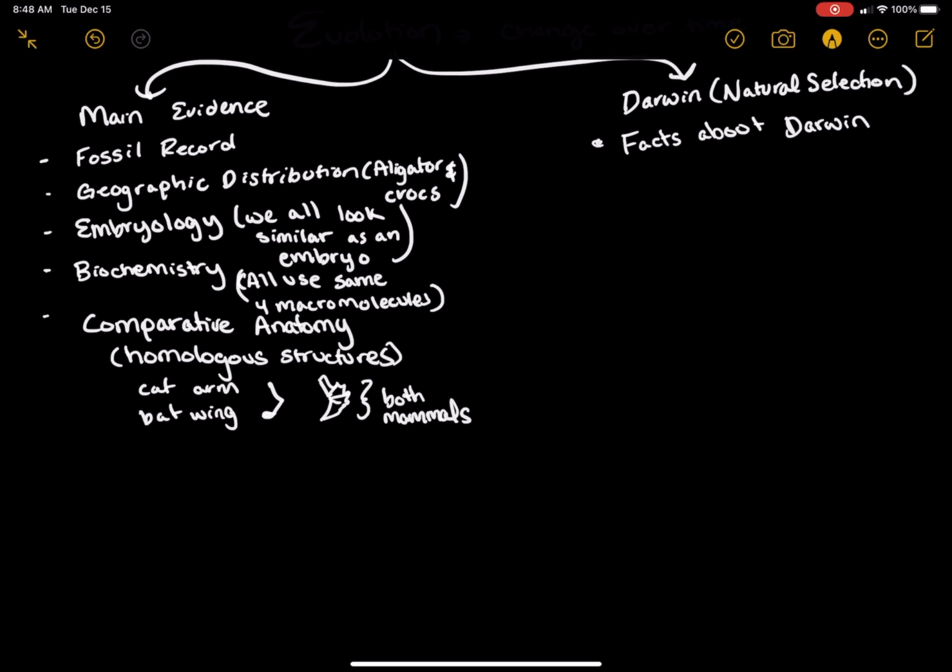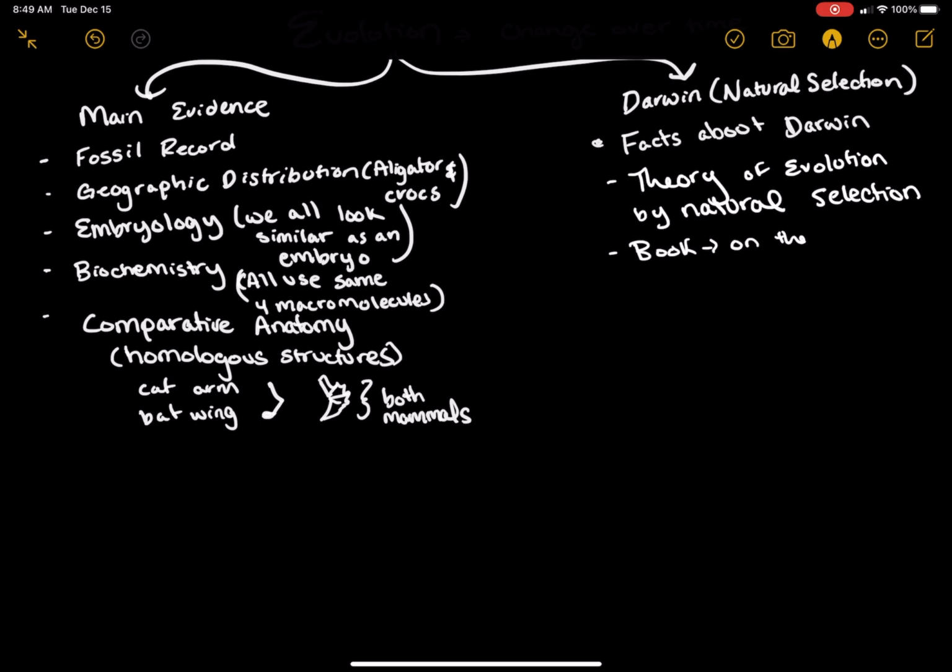Now, if we take a look at Darwin, first of all, before we even talk about his theory, there's a couple things that you need to know. You need to know some random facts about Darwin because they love you to know these. First of all, you do need to know the name of his theory, the theory of evolution by natural selection. Then you also need to know the name of his book. It's called The Origin of Species by Natural Selection.